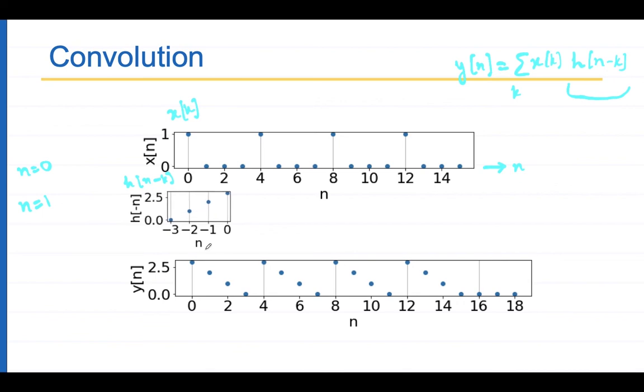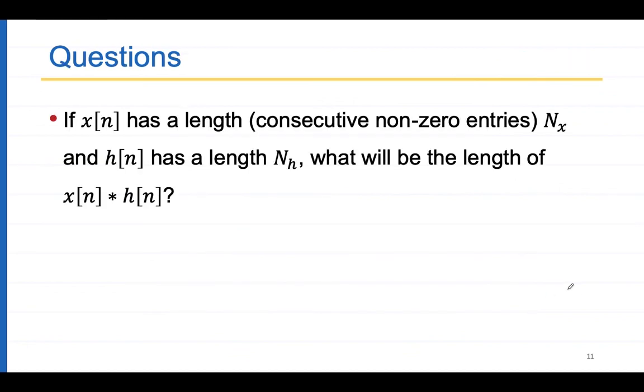Then I go to the next step, which is n equal to 2. At n equal to 2, h of 2 minus k will look something like this, and if I multiply element-wise, I get only this value, which appears here. That's how I construct the entire output sequence. This is the convolution operation. So with this we understood what an LTI system is, how we represent it in terms of an impulse response, and how we compute the output given any input if I know the impulse response of an LTI system. There is a question for you.